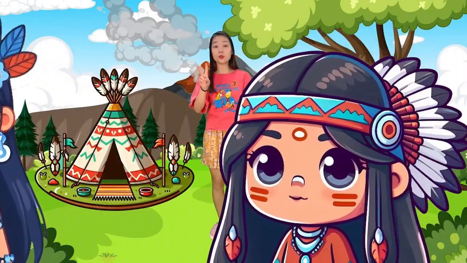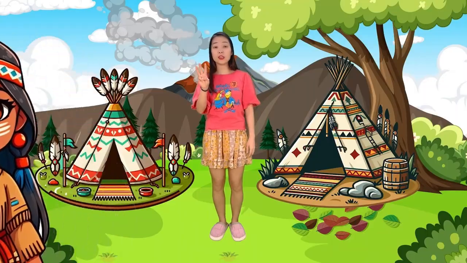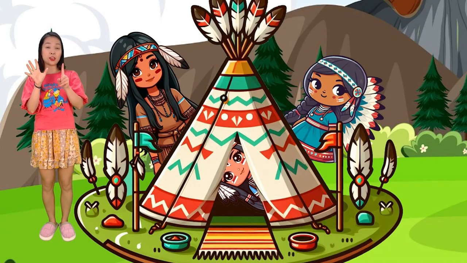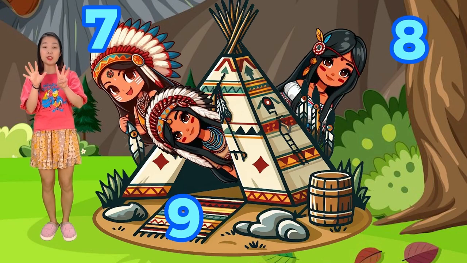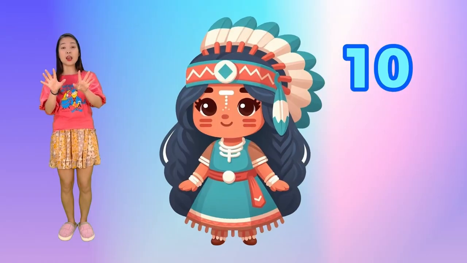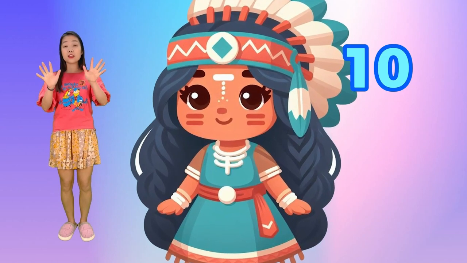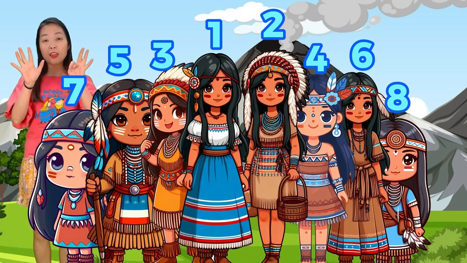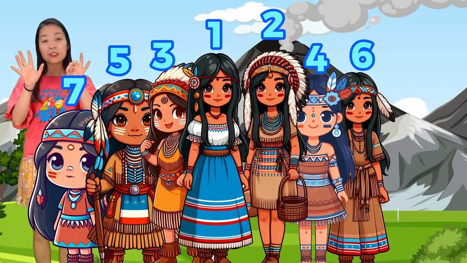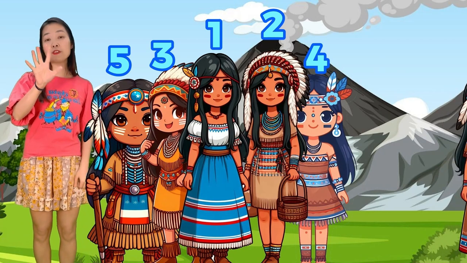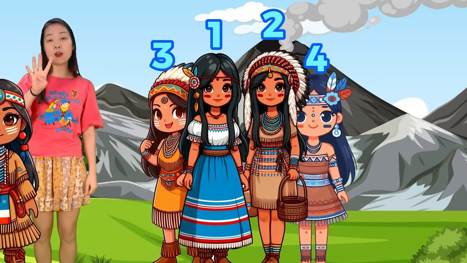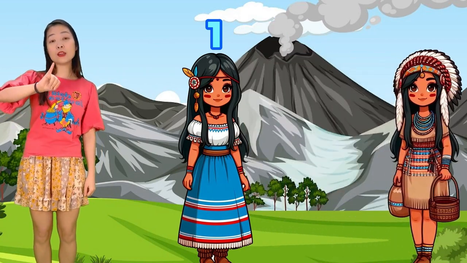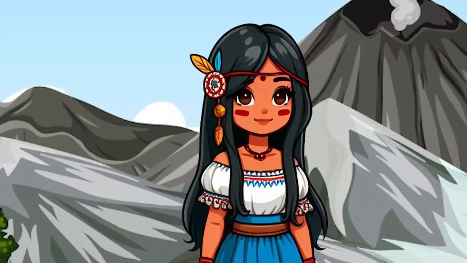One little, two little, three little Indians, four little, five little, six little Indians, seven little, eight little, nine little Indians, ten little Indian girls. Ten little, nine little, eight little Indians, seven little, six little, five little Indians, four little, three little, two little Indians, one little Indian girl.